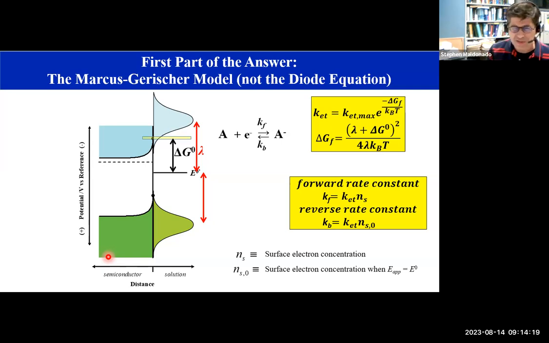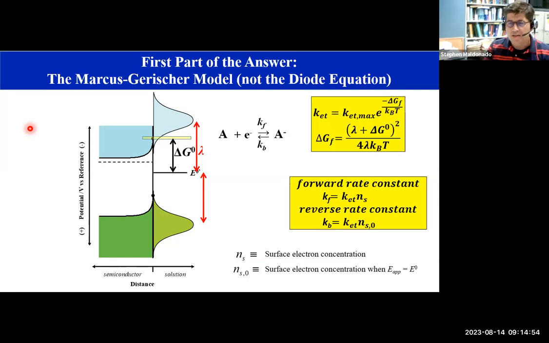The first part, which I believe is at least a part of several of your works, is this Marcus-Gerischer framework for understanding the contact between a semiconductor electrode and a solution. And the plot here on the left is an image of this contact between, in this case, an n-type semiconductor, where you can see the identifiable band structure, the valence and conduction bands, and the Fermi level is denoted by a dashed line for those of you that care about that sort of thing.